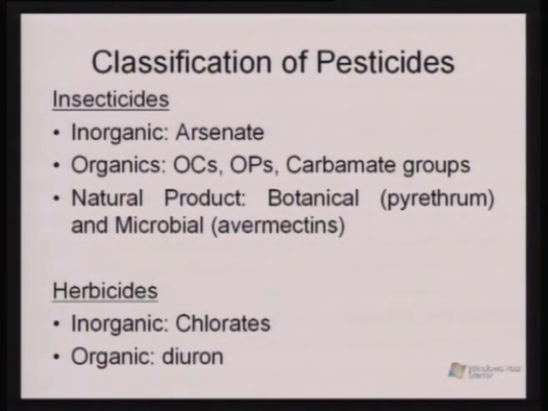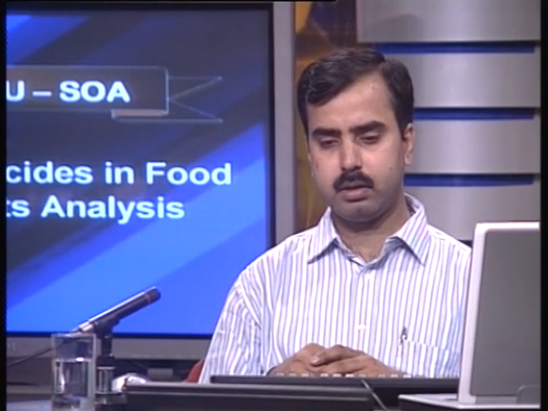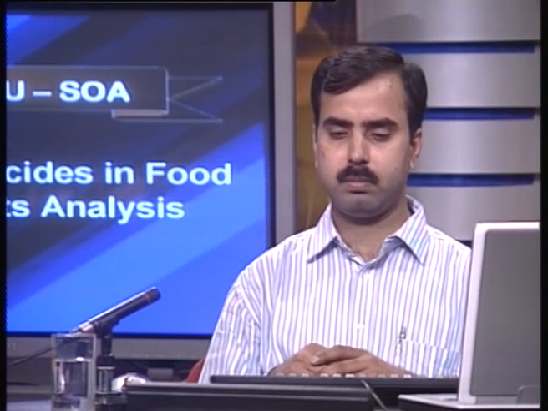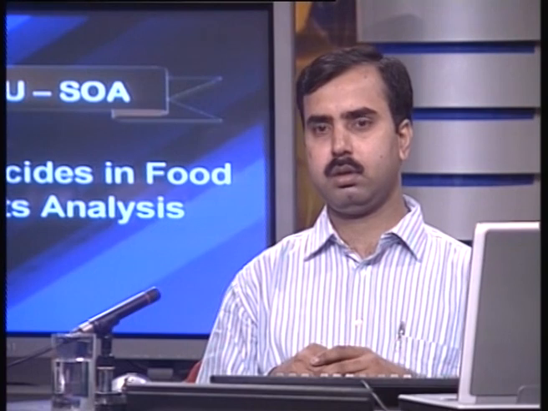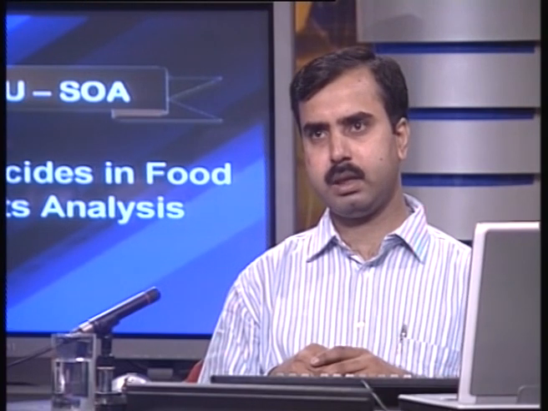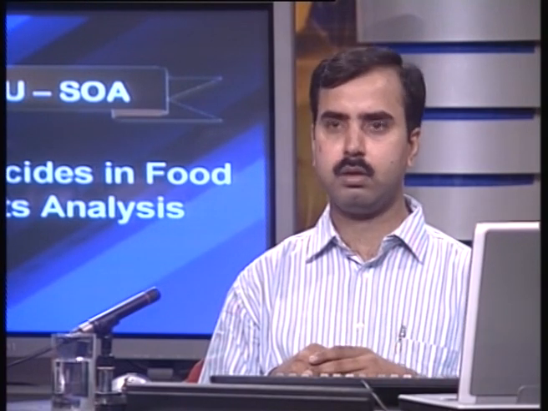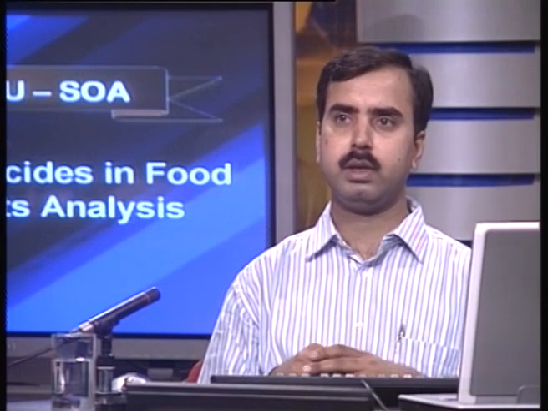Natural products can be botanical, like pyrethrum, meaning pyrethroids, and microbial, like ivermectins. So apart from inorganic and organic, there are some natural product groups of pesticides also available in the market that can be used to minimize the pest or insect population below the threshold level.